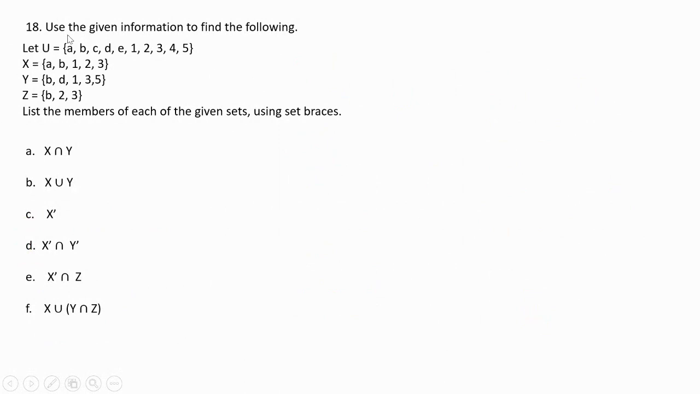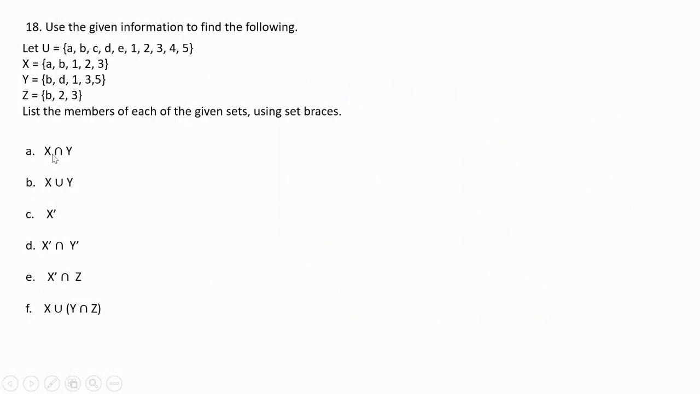Here, guys, they're going to give you a set. This is called the universal set, which means these are the elements that are being considered, which is the elements A, B, C, D, E, and 1, 2, 3, 4, 5. And set X has A, B, 1, 2, 3, and set Y has B, D, 1, 3, 5, and set Z has B, 2, 3 as elements.